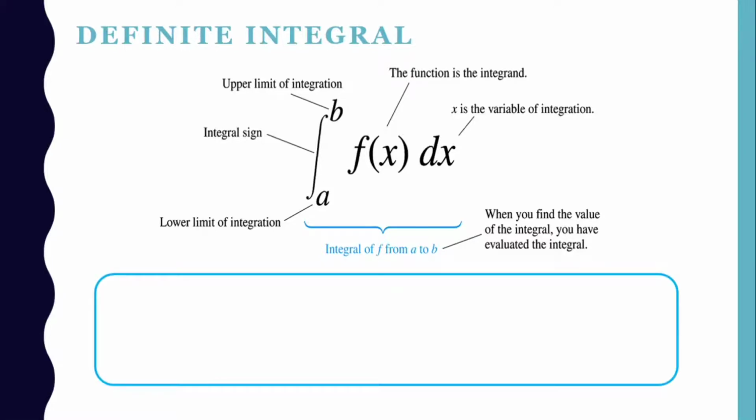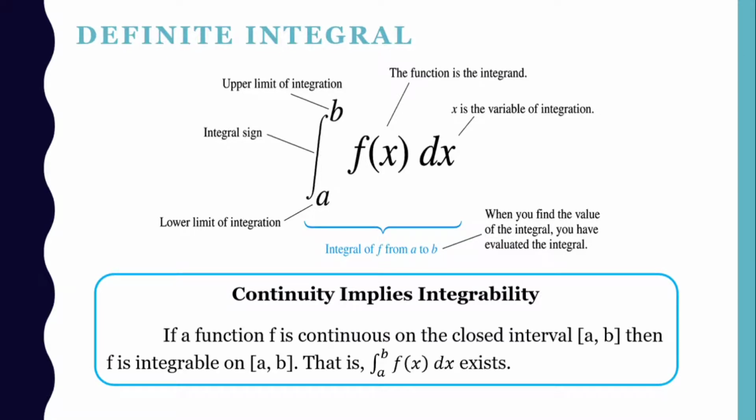Now, one other important concept that we need to understand is that continuity implies integrability. So what does this mean? If a function is continuous on the given closed interval [a, b], then the function is integrable on [a, b]. Meaning, if the function is continuous on the given interval, it follows that the integral of the function exists.